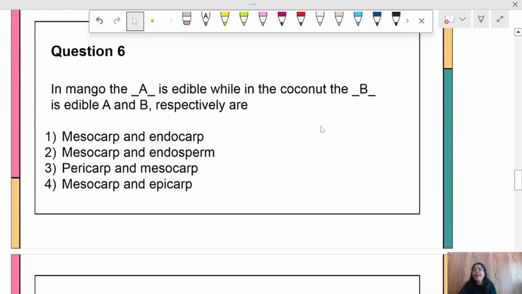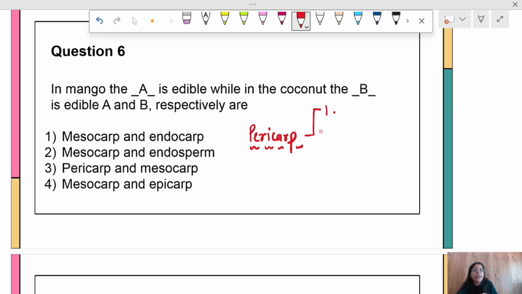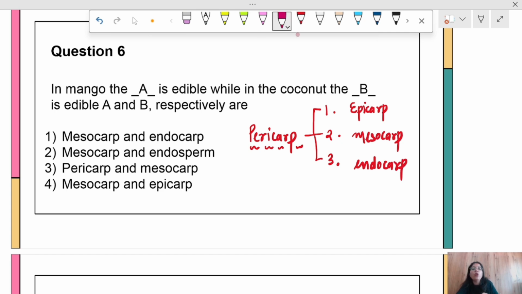Now, in mango, which part is edible? While in coconut, which part is edible? So you know that in mango, the covering of the fruit is called pericarp. This pericarp is further divided into three. The outermost layer is called epicarp. Then we have the middle layer, which is called mesocarp, and then we have endocarp. You might know very well that in mango this layer is edible, right?